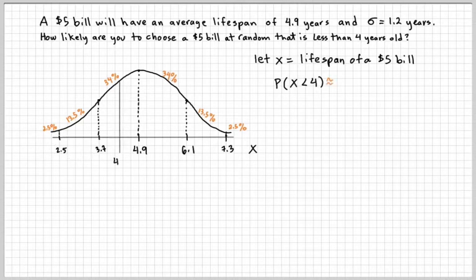So, one thing that we need to know is the area under the curve. This area under the curve will give us the probability or our answer, you know? What chance is it that we're going to get a $5 bill that's less than 4 years old? This picture will tell us that. So 4 is right here, right?